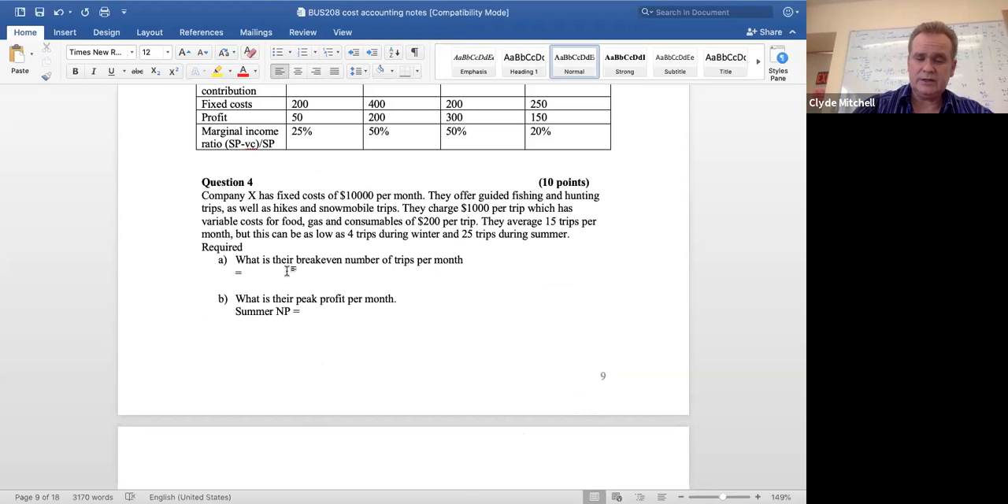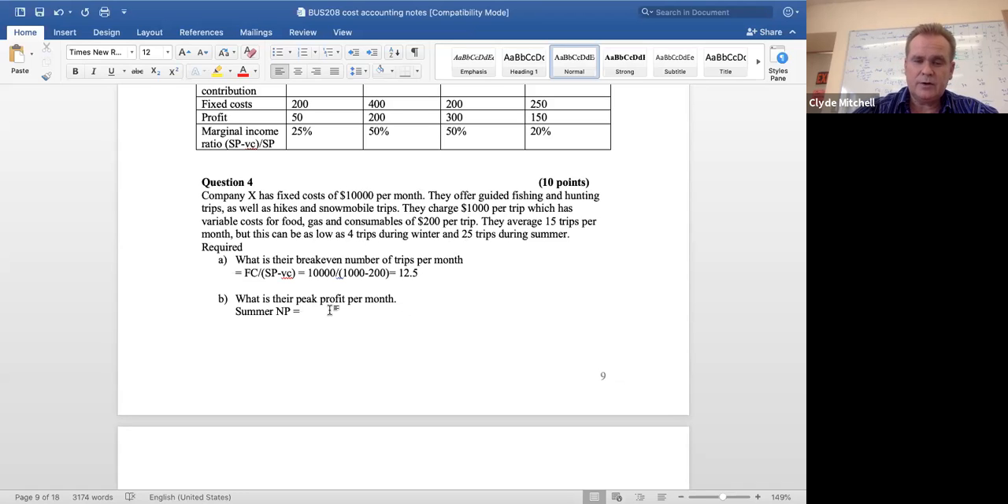Well, we know break-even is equal to fixed cost divided by selling price minus variable costs. And so in this particular case, it's going to be equal to the 10,000 divided by the $1,000 revenue less the $200 variable costs. And so our answer is going to be 10,000 divided by 800, which is 12.5. So obviously in the summer they're breaking even, but in the winter they're not breaking even.